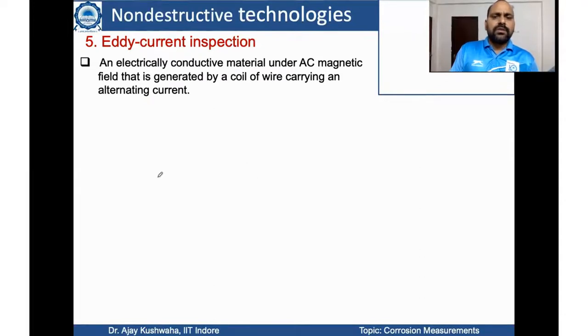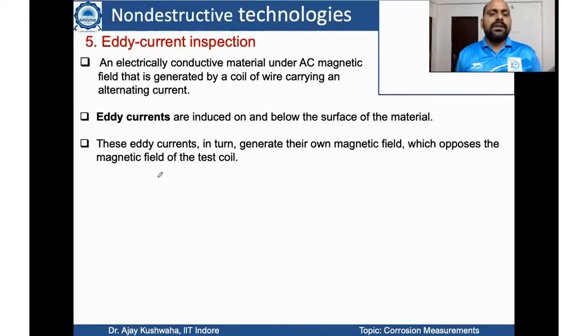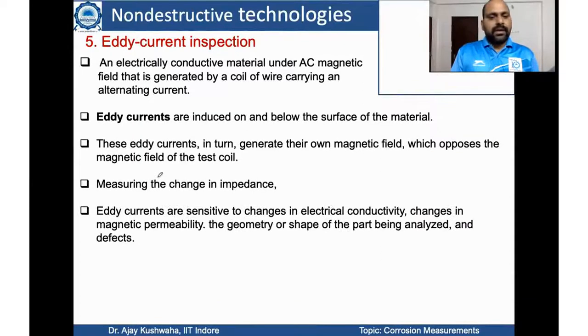An electrically conductive material under an AC magnetic field, generated by a coil of wire carrying an alternating current, gets Eddy currents induced on and below the surface of the material. So at the surface of the material we are basically getting the Eddy current if you are applying the AC magnetic field. And these Eddy currents in turn generate their own magnetic field, which opposes the magnetic field of the test coil. So we measure the change in the impedance. And Eddy currents are sensitive to changes in electrical conductivity, changes in magnetic permeability, and the geometry or shape of the part being analyzed, and defects.